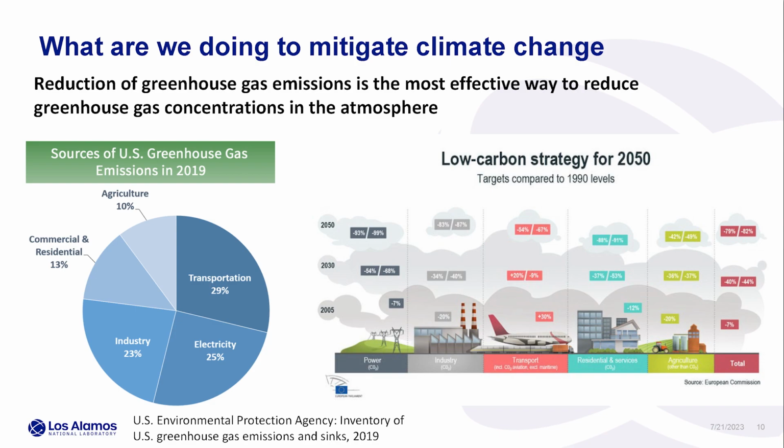This is old enough that it says by 2005, 7% in power, 20% in industry. I don't think that happened. And then by 2030, we are halving pretty much everything now in 7 years. So those are great goals, but we need the revolution.